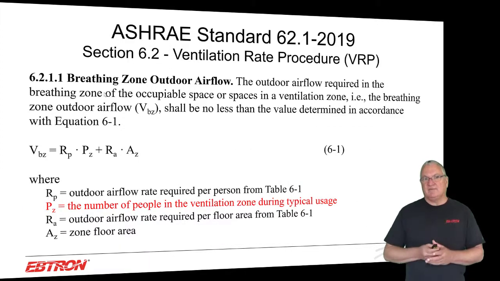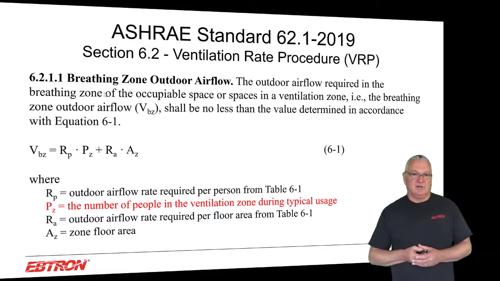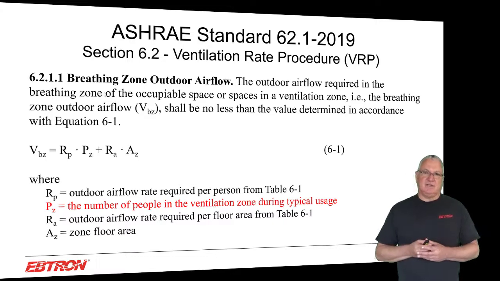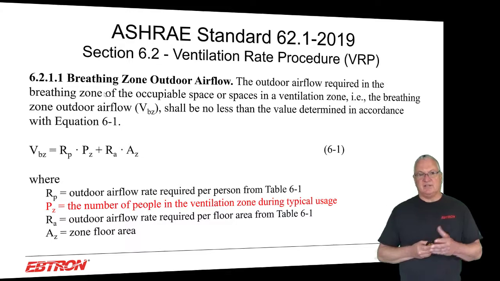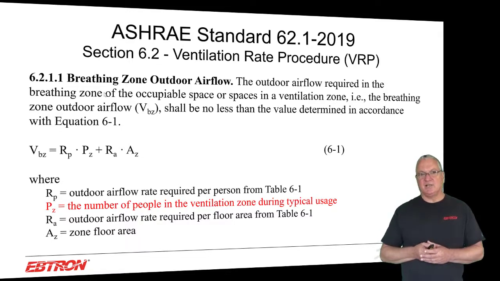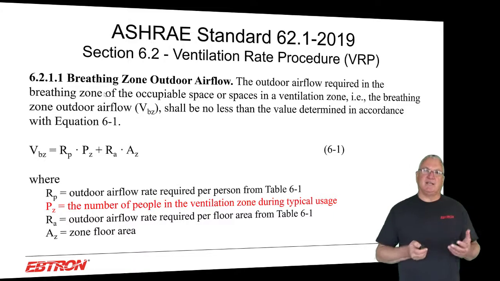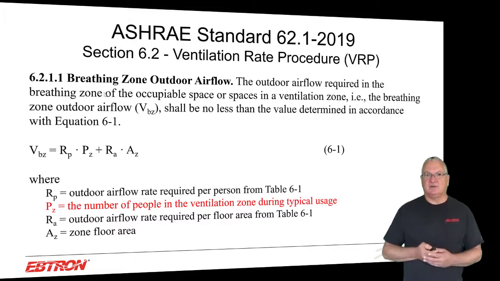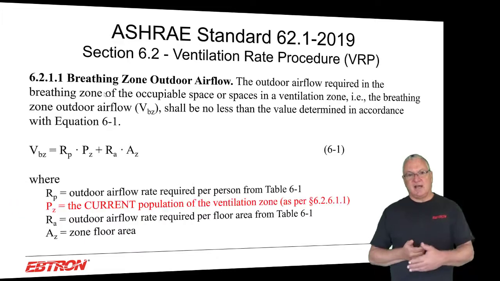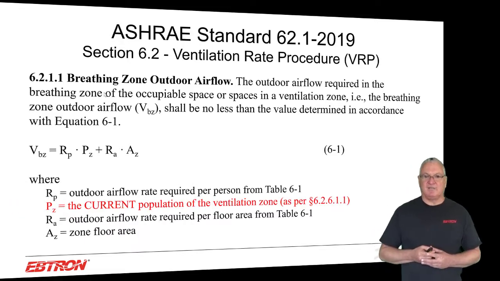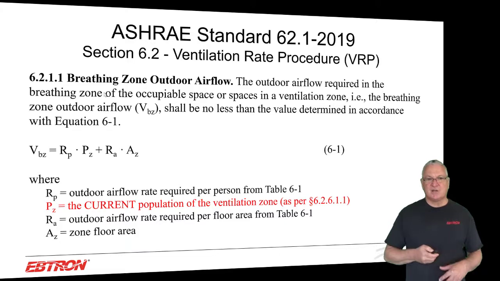So if you want to find out if any method you use for DCV complies with standard 62, you clearly need to know and show that you provided a breathing zone outdoor airflow. Now, standard 62 is normally used as a design standard, and you base the calculations on the number of people in the ventilation zone during typical usage. But once you're operating in DCV, you've really made standard 62 into an operational standard. And so now you have to replace it with the current population of the ventilation zone, okay? And so we would calculate the breathing zone outdoor air for the current population.